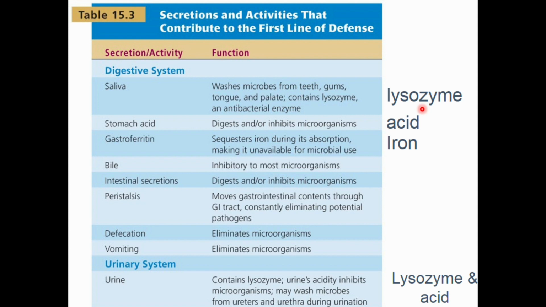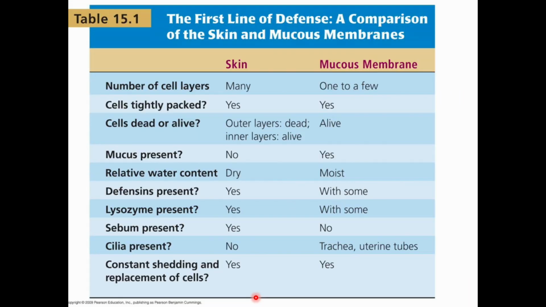Okay. Stomach acid, well, acid, a lot of bacteria cannot handle that low pH, and so they die. And gastroferritin, again, is another component which binds to iron and sequesters it, making it unavailable for microbial use. Okay, so again, iron and acid are two key components, and also lysozyme. And then if we look at urine down here, essentially what we see is that urine also has lysozyme, and it is acidic. And so you certainly don't want your bladder being infected with microorganisms, and these are two of the main mechanisms for doing that.